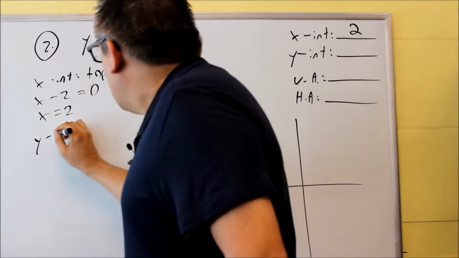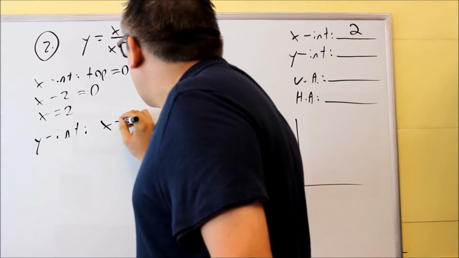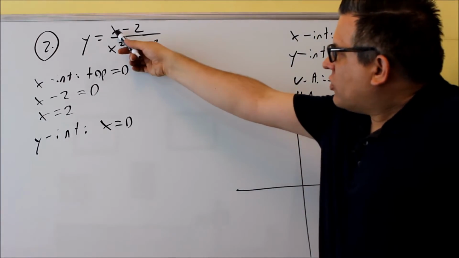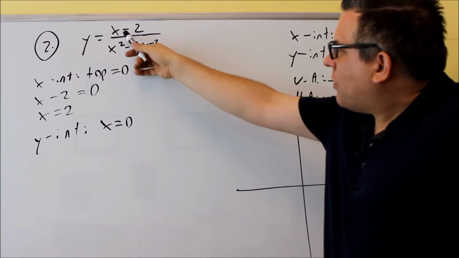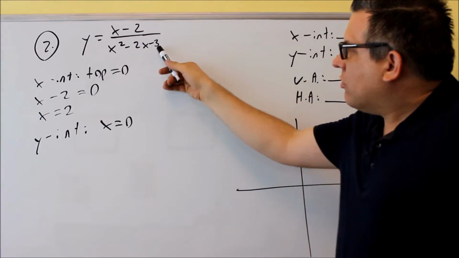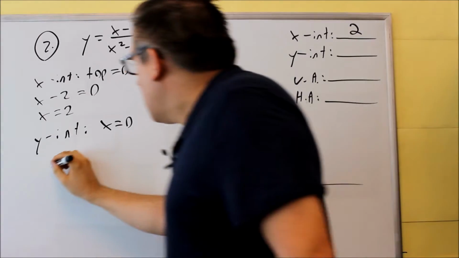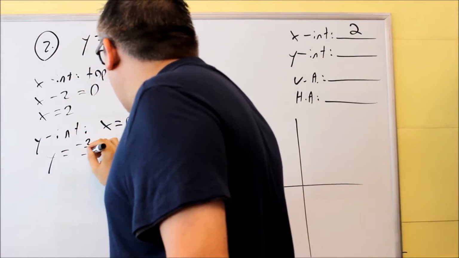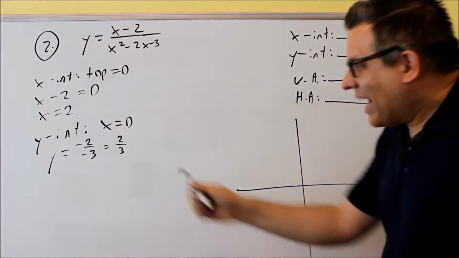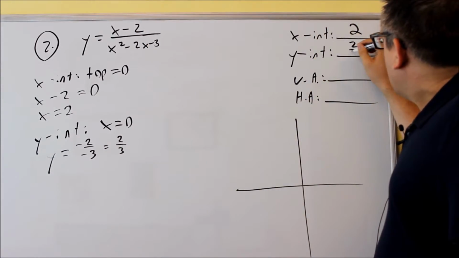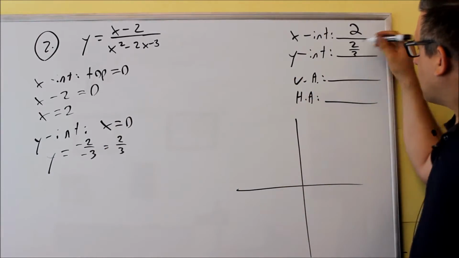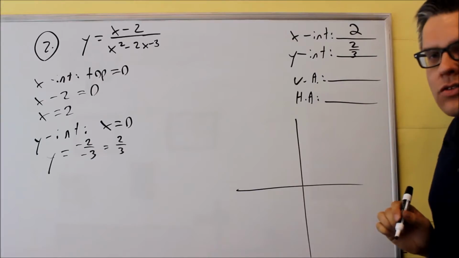Next, let's do the y-intercept. That's where you put in a 0 for x. I'm going to put zeros in for all the x's, so basically you can just get rid of all the x's. Now you're going to be left with -2 over -3, where the negatives cancel and you get positive 2/3. Always make sure you get rid of double negatives when you have those. So 2/3 is where it crosses the y-axis.